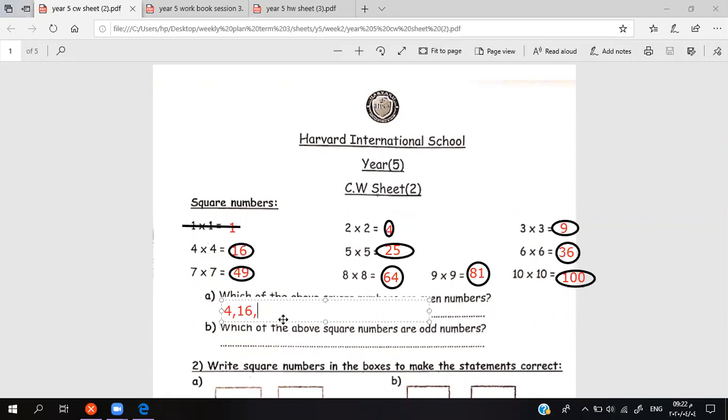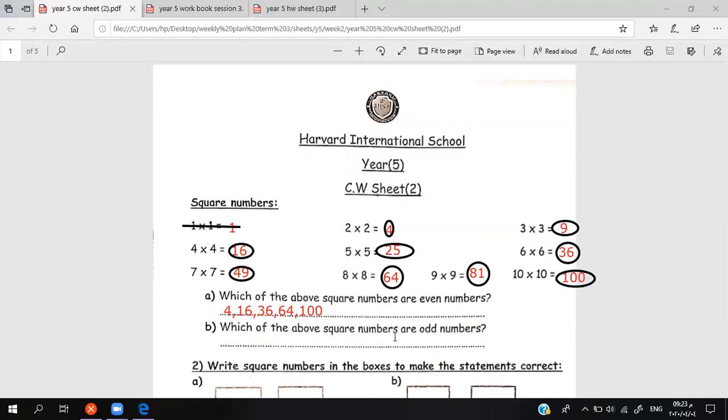Is 36 even? Yep, because it ends with a 6 and 6 is even. Is 49 even? No. What about 64? Yes, definitely. I know all of you know that even and odd. 81 is an odd number because it ends with a 1. 100 is an even number because it ends with a 0.